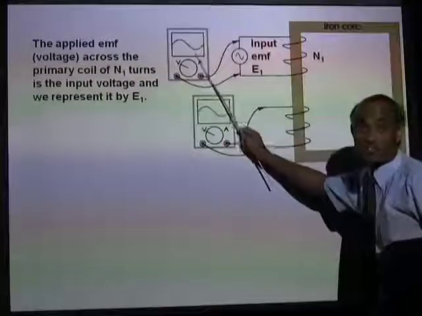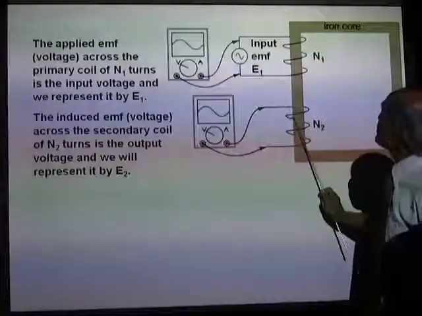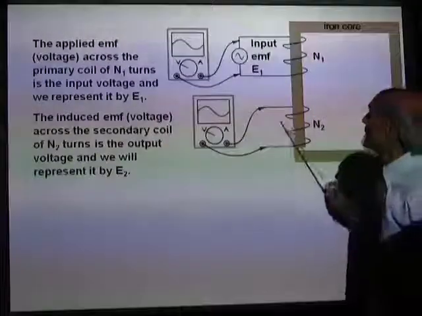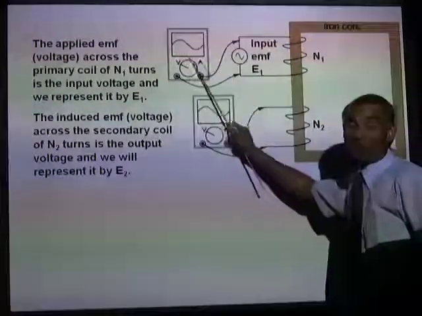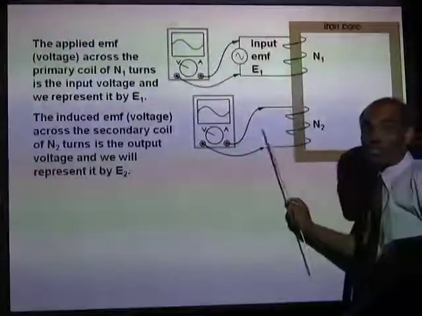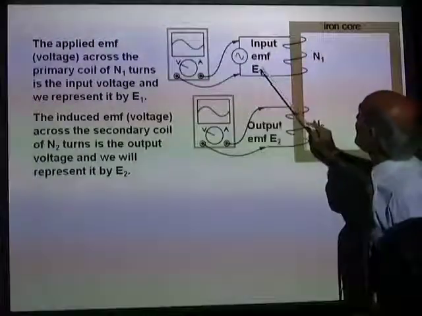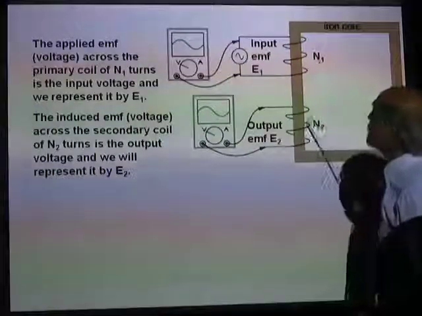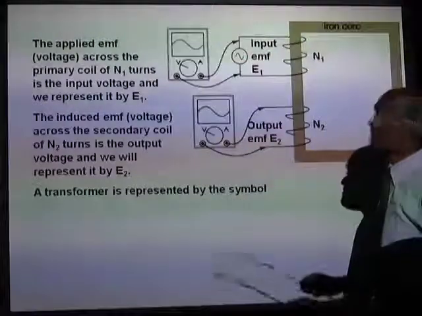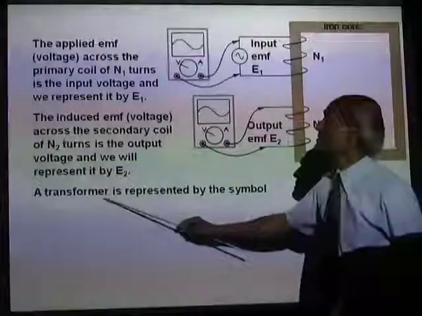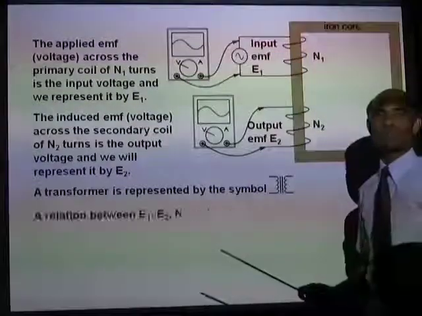Now suppose N1 is the number of turns in the primary and E1 is the input voltage. And if N2 is the number of turns in the secondary and E2 is the output voltage. So for a transformer there is an input voltage and an output voltage. Now there's a relation connecting E1, E2, N1 and N2, and I'll give you that relation in a while. The transformer is represented by this symbol in an electrical circuit.